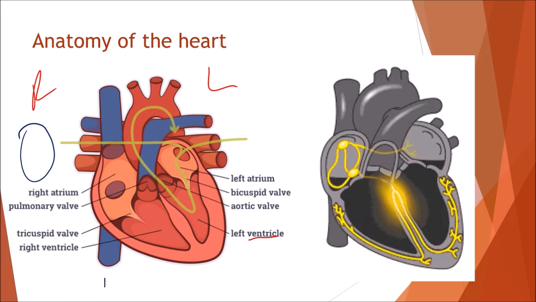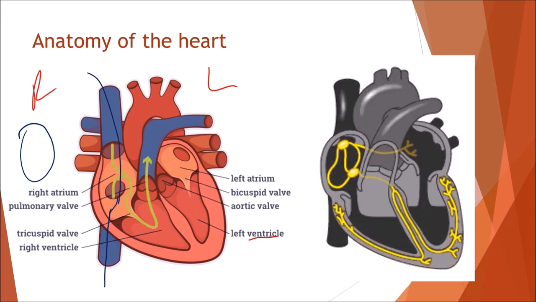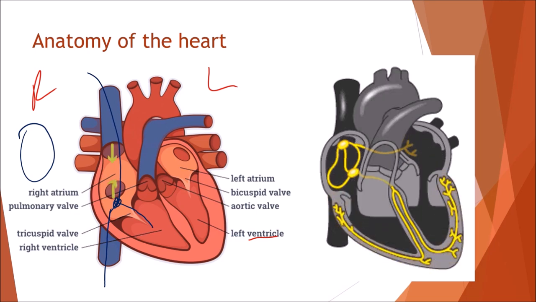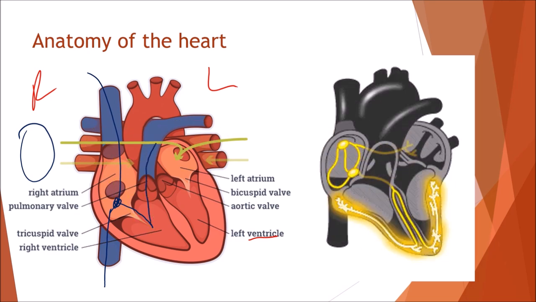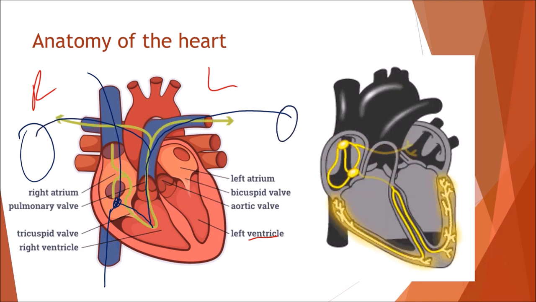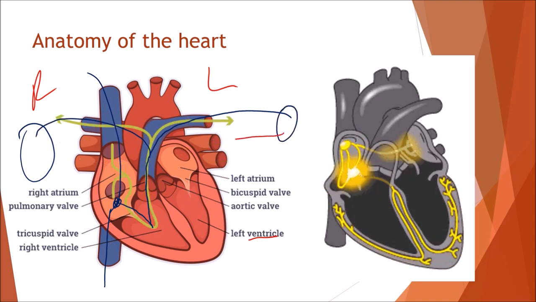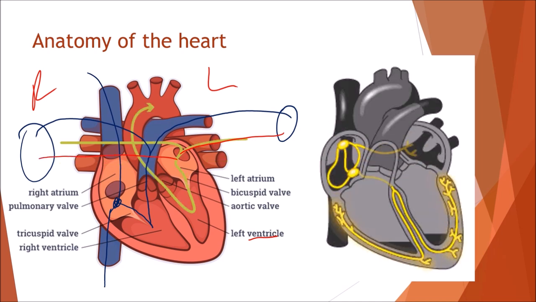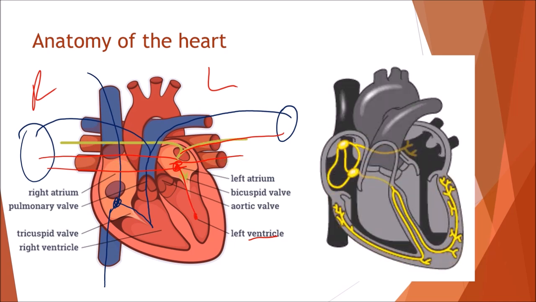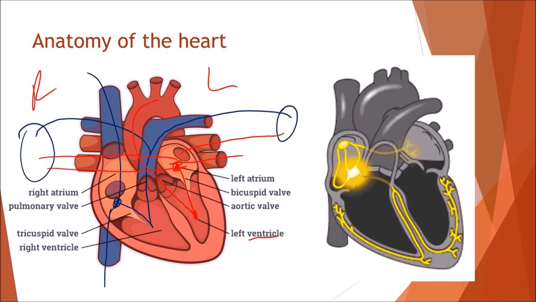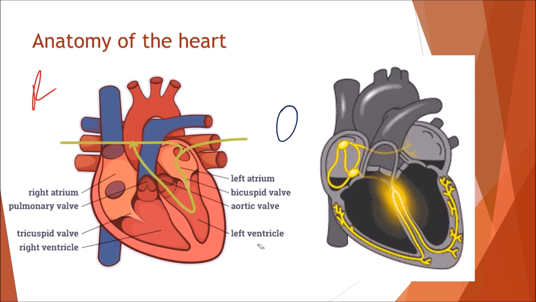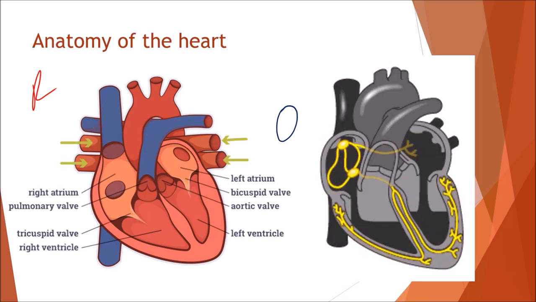Again, blood's going to flow through the superior and inferior vena cava into the right atrium, from the right atrium down into the right ventricle, from the right ventricle out through the pulmonary trunk, pulmonary arteries. It's going to go into the lungs to get oxygen. Once it gets oxygen, it's going to go back into the heart through the pulmonary veins, into the left atrium, from the left atrium down into the left ventricle, and then from the left ventricle out through the aorta into the body. Now, there are doors in between the chambers to prevent blood from flowing back.